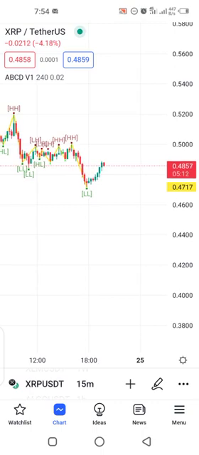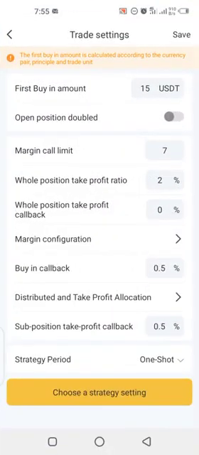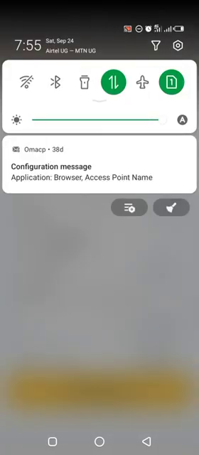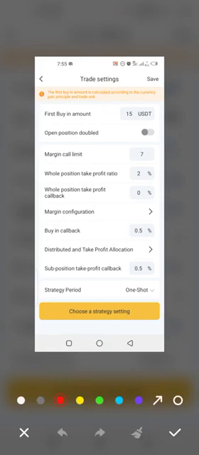Basically, what I would advise is to make sure when you pick a trade, you have margin calls in play. Let's get into margin calls. Now we go to our Royal Q platform. It depends on how much capital you have. All right. We know first buying amount is the first amount of money you want to expose in the market. So let me say you have $200.